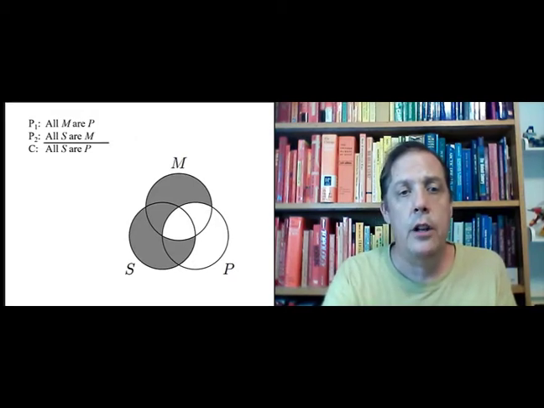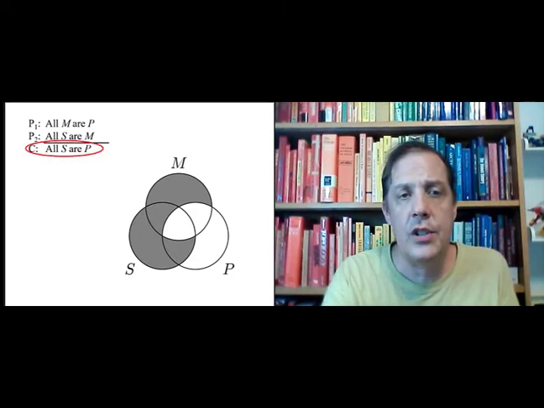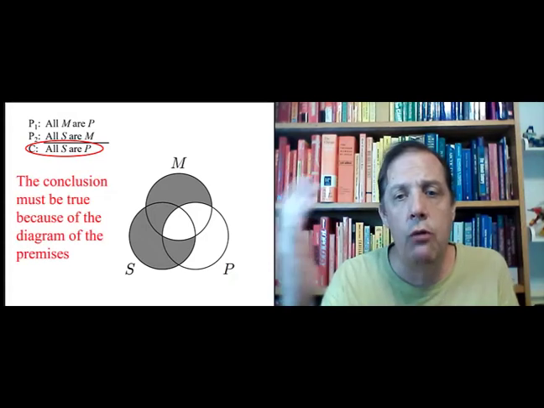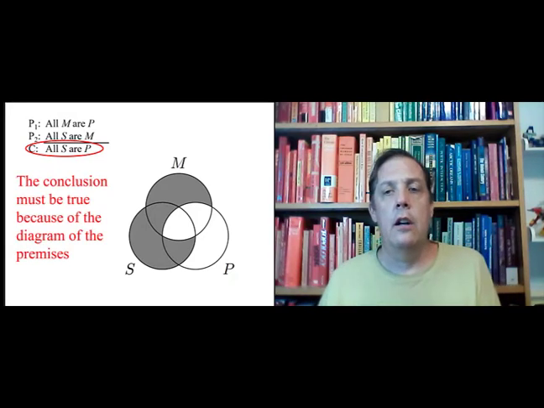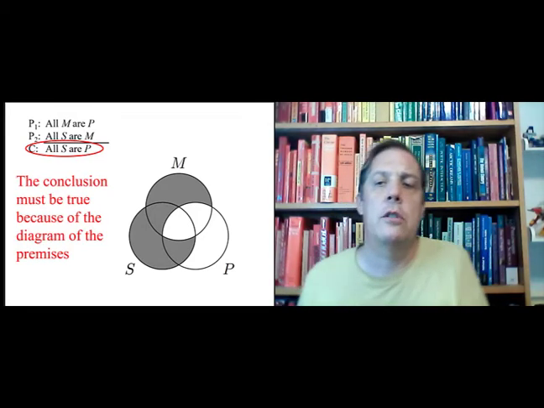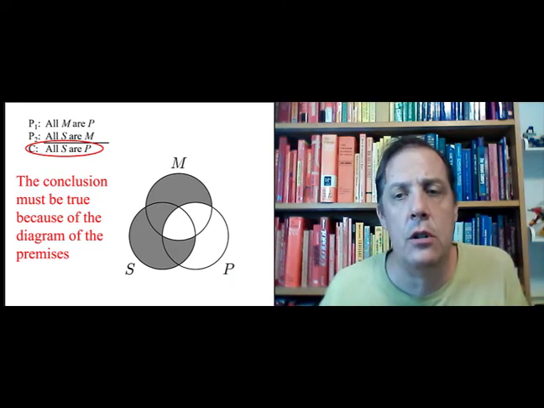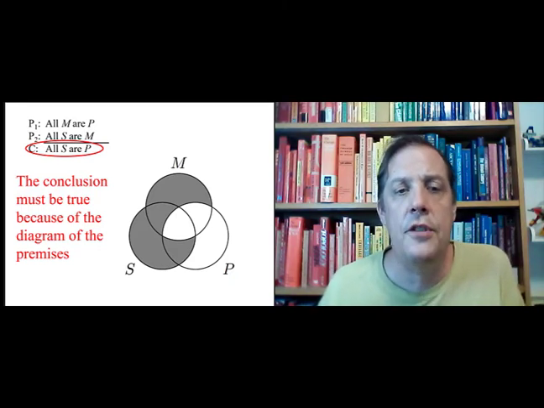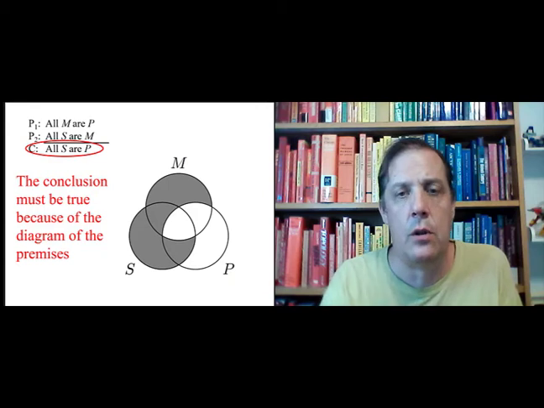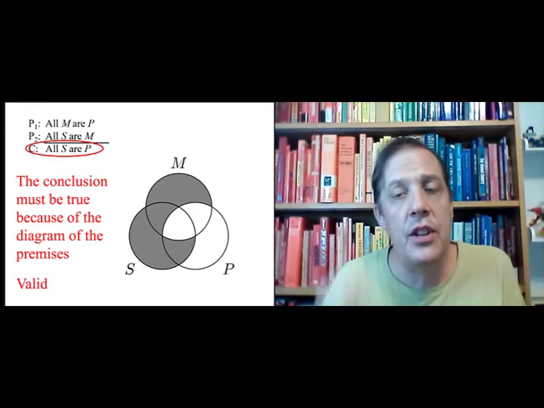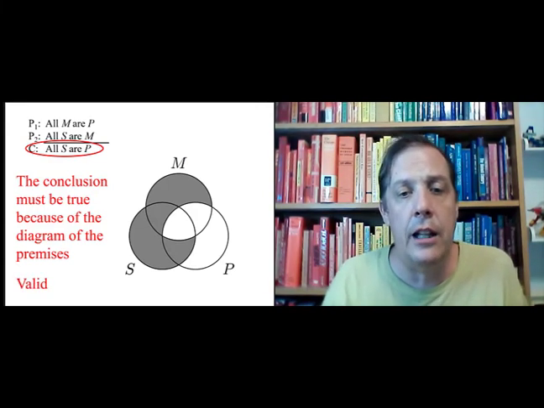And what do we find? We find that the conclusion, all S are P, is already true, right? The only parts of the S circle that are left are ones inside the P circle. And that means that the argument is valid.